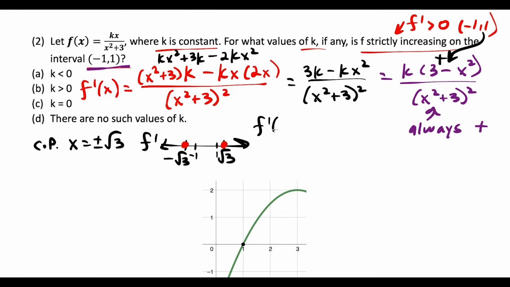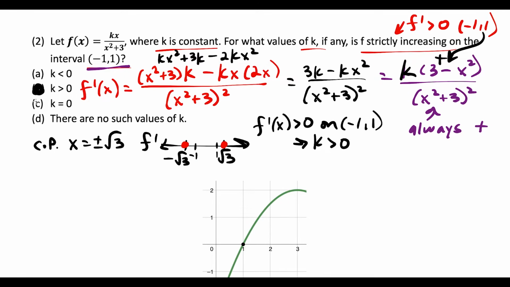F prime of x is greater than 0 on negative 1, 1 implies that this last piece, you see how we have a positive and a positive, that means this last piece, k, also has to be positive. K has to be greater than 0. So choice B is definitely our solution.